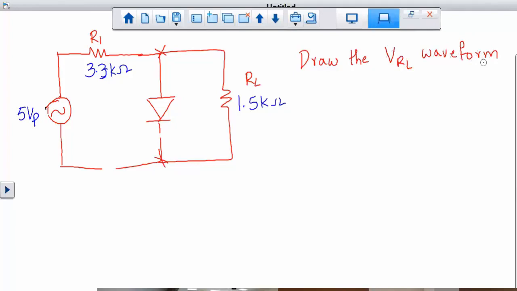And sometimes it's referred to as draw the output waveform. Remember, the output always means all the way at the end of the circuit.